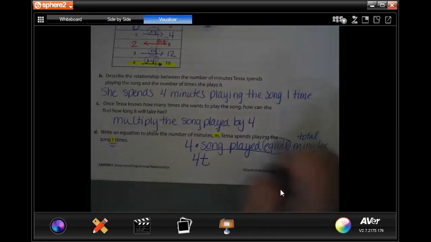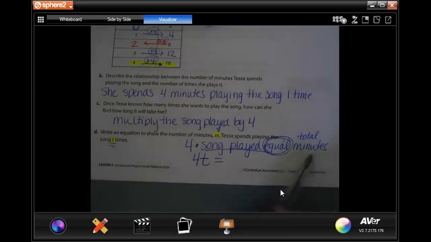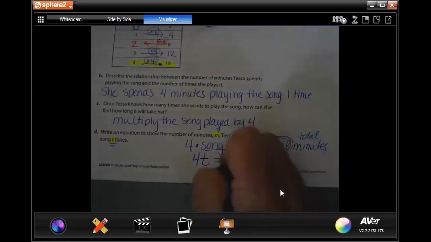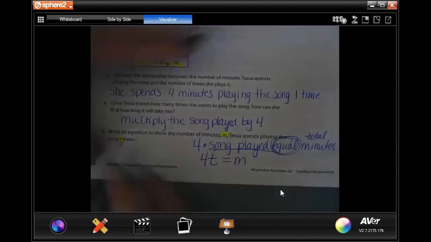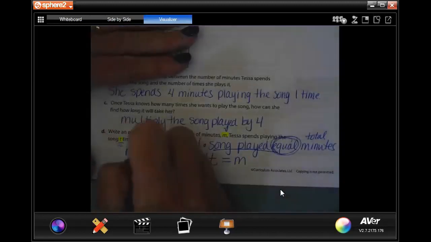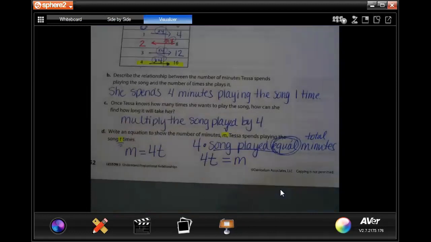When I see the equal word, I put in my equal sign, and then minutes is going to be replaced with an M. So our equation is M equals 4T. Congratulations, you guys just wrote out an equation from a table.